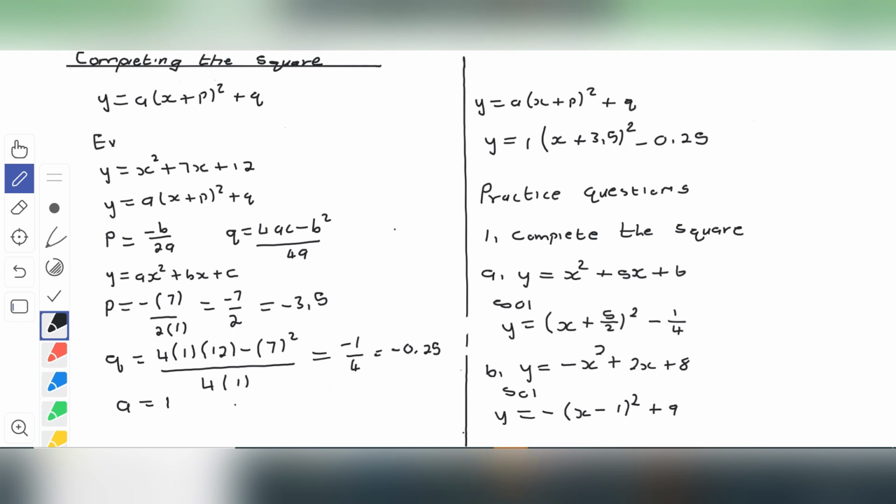Okay, guys, here are the 2 practice questions. The first is y is equal to x squared plus 5x plus 6, and the solution, you confirm it. The second one is y is equal to minus x squared plus 2x plus 8, and the answer there. So now we are done with completing the square.